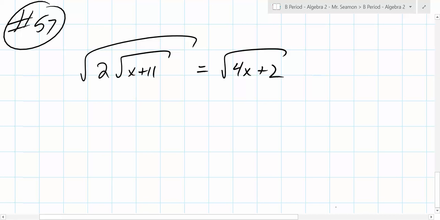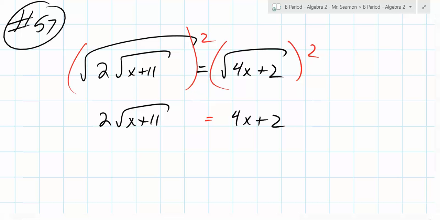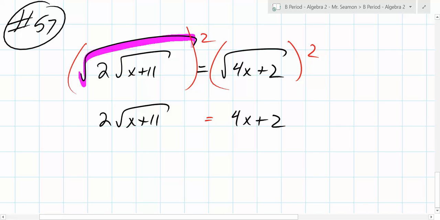Is there anything floating out front? Are there any coefficients? Is there anything being added? No. So really, what's the only thing you can do at this point? Square both sides. So if you square both sides, what does the right-hand side become? 4x plus 2, right? What does the left-hand side become? 2 square roots of x plus 11. Exactly. When you square it, just this one goes away.